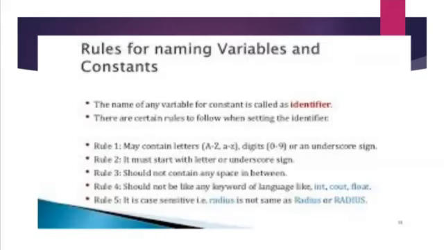Those rules are: the variable name must begin with an alphabet. The remaining characters are alphabets, digits and underscores. Alphabets are capital A to Z and small a to z. It must start with a letter or underscore sign. The length can be any number of characters, but the compiler looks at the first 8 characters only.